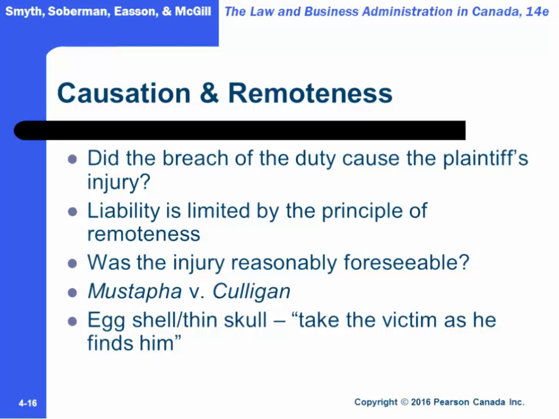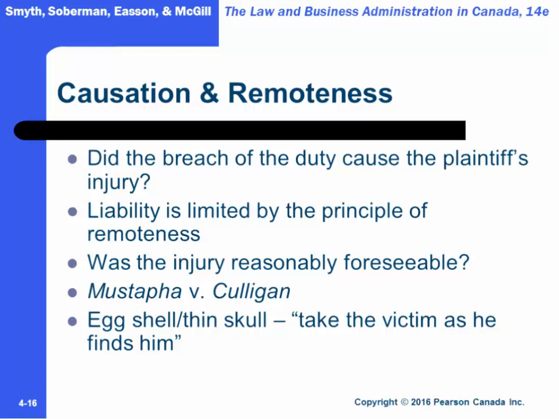What do we mean by that? Well, there's a famous case that started in Windsor called Mustafa and Culligan. It's summarized in case 4.8. I'll quickly give you the facts. You can read it after class.